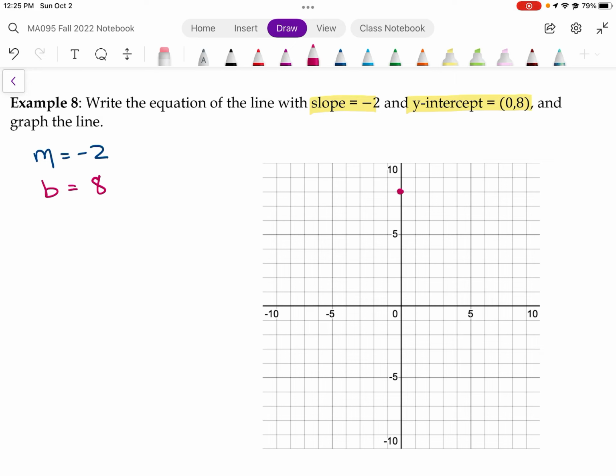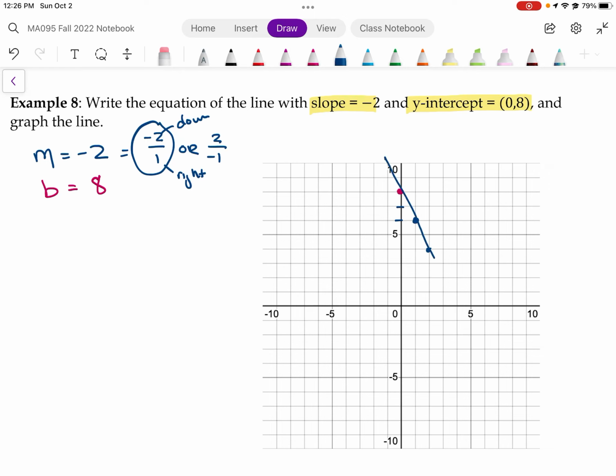All right, so it has a slope of negative 2, which means that it could be negative 2 over 1, or it can be 2 over negative 1. I'm going to use this one because I don't have much room left at the top there. So I can go down 2, right 1. Down 2 more, right 1. And I've got myself a line.